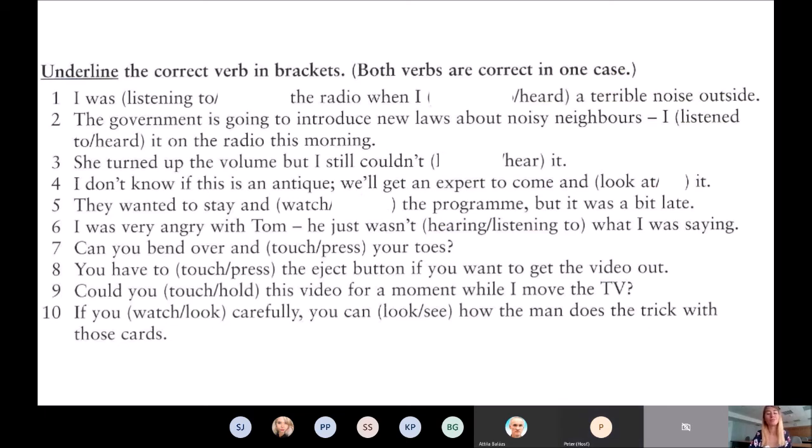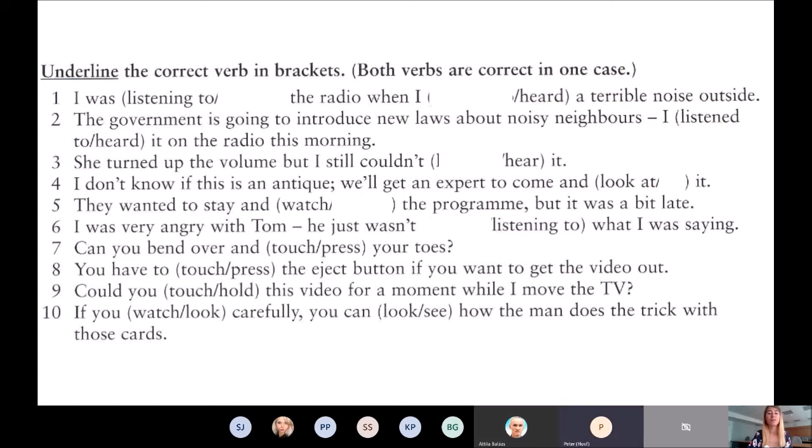Watch. Very good. Number 6, I was very angry with Tom. He just wasn't hearing or listening to what I was saying. I think hearing. Okay, is it hearing or paying attention? Listening to. He wasn't listening to what I was saying. He didn't focus on what I said. Very good. Number 7, can you bend over and touch or press your toes?